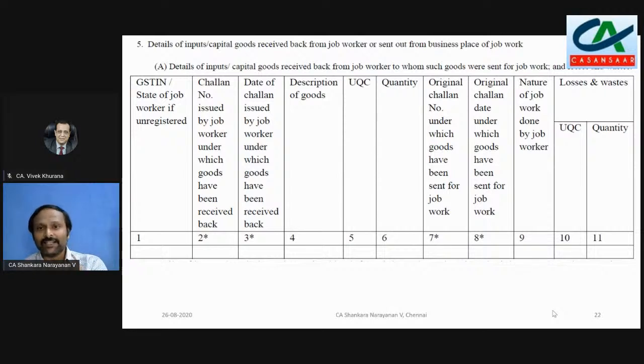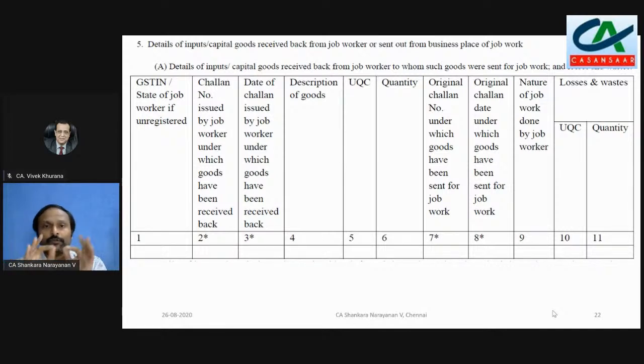And here they are asking for our original challan reference also. So the job worker sends it by his delivery challan number. We have to trace it to the original challan number of ours. Now, recently in the Excel, they have removed this original challan number reference for filing. But for stock register purposes, I still feel it is mandatory for us to maintain. Challan wise, what is pending with the job worker is the ideal way of finding out the stock lying with the job worker.